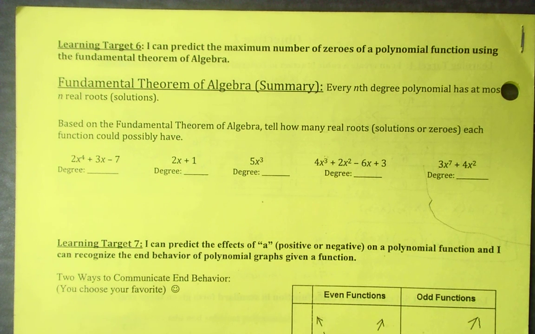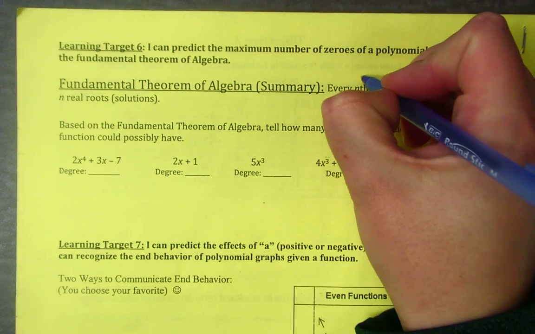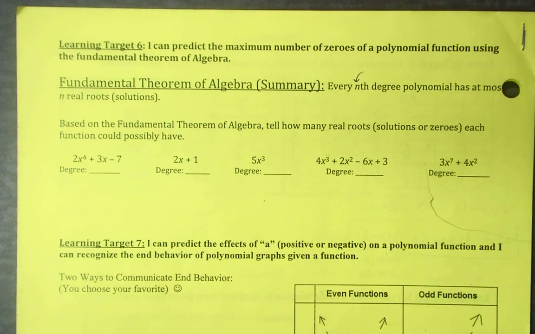So a summary of the fundamental theorem of algebra says that every nth degree polynomial has at most n real solutions. So right here where it says nth degree, that's any number. It could be first, second, third, fourth, fifth, sixth, seventh, eighth, whatever number. Every degree polynomial has at most that many real roots or solutions.